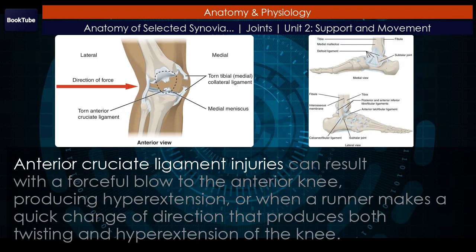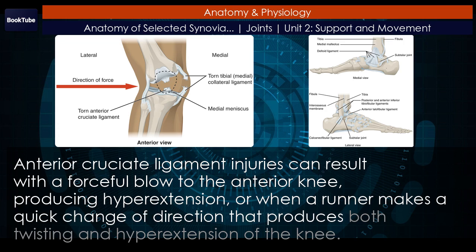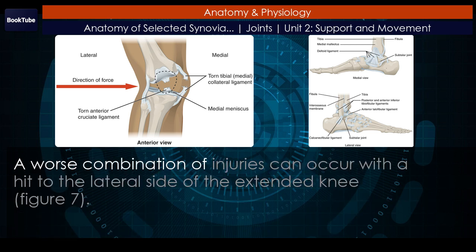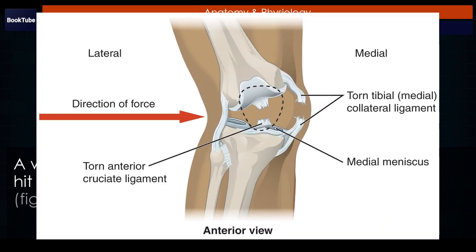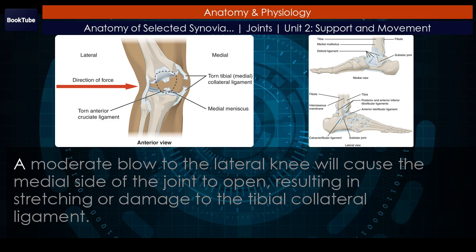Anterior cruciate ligament injuries can result with a forceful blow to the anterior knee, producing hyperextension, or when a runner makes a quick change of direction that produces both twisting and hyperextension of the knee. A worse combination of injuries can occur with a hit to the lateral side of the extended knee. Figure 7. A moderate blow to the lateral knee will cause the medial side of the joint to open, resulting in stretching or damage to the tibial collateral ligament.